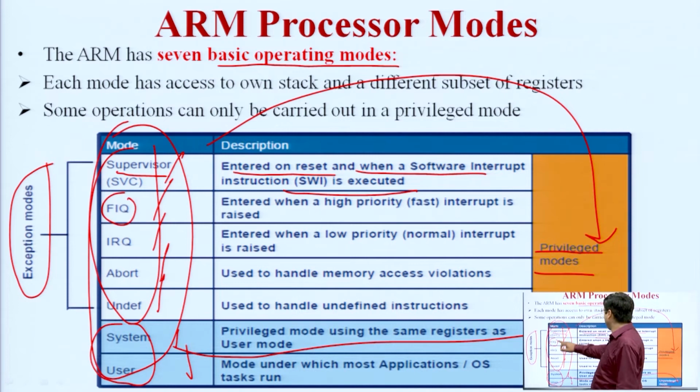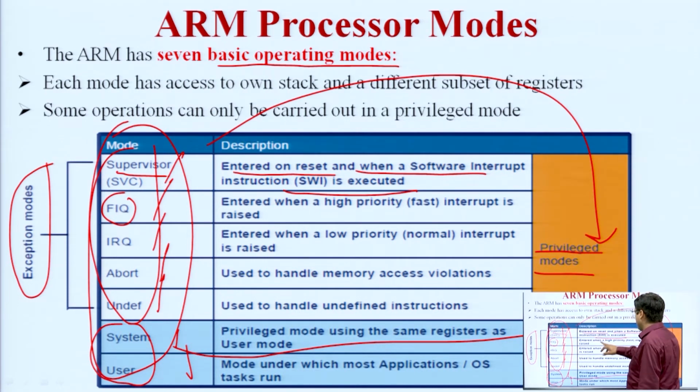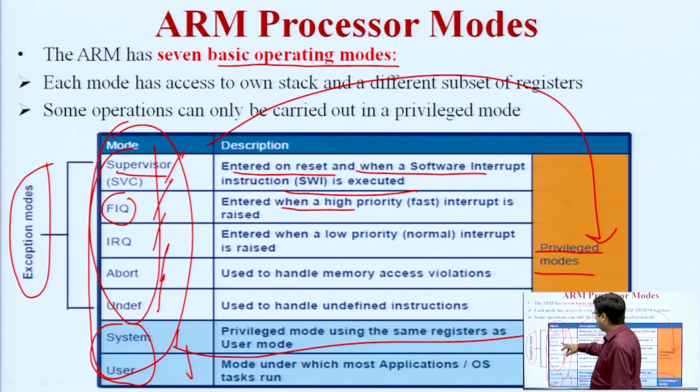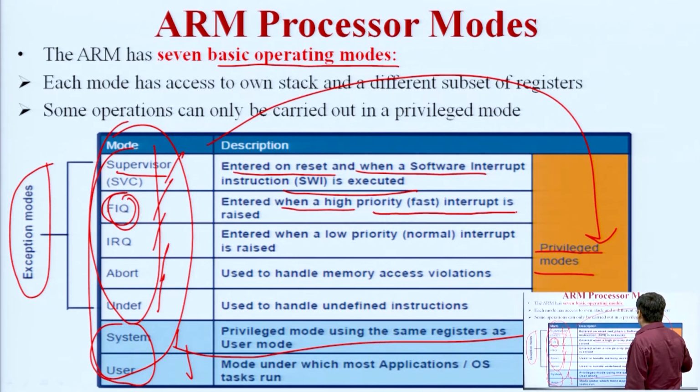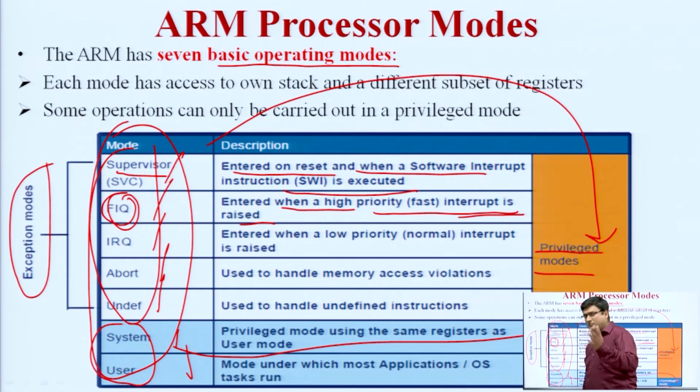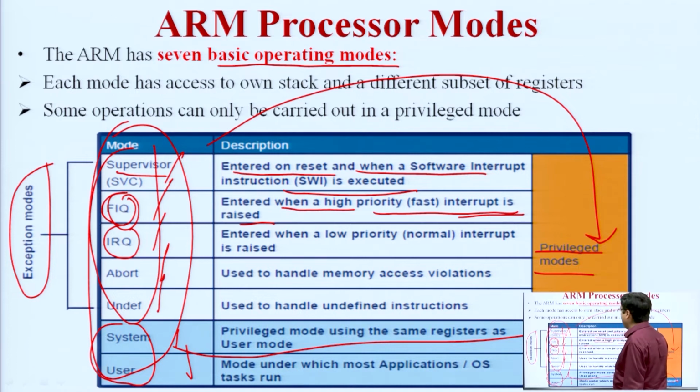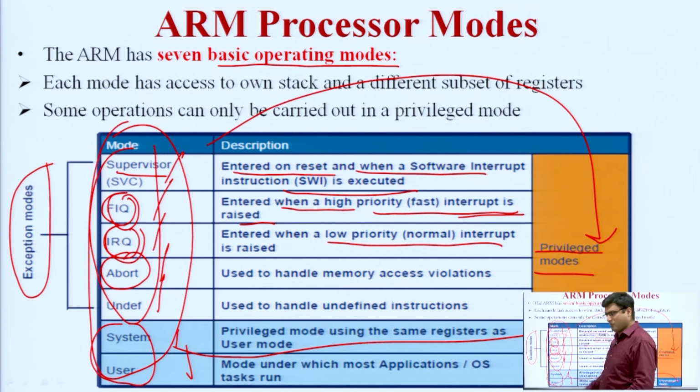It has an FIQ mode. When the microcontroller ARM processor enters the FIQ mode, it has the highest priority as compared to other modes, that is, an interrupt is raised. FIQ represents the pointer to the particular type of interrupt. IRQ means that when our ARM processor enters the IRQ mode, it has a low priority. Abort mode means abort the operation, stop the operation.